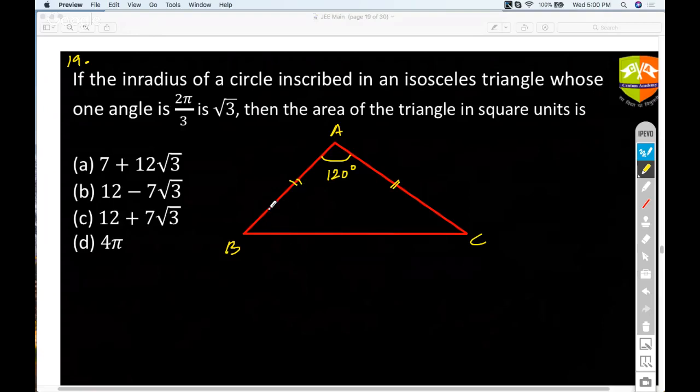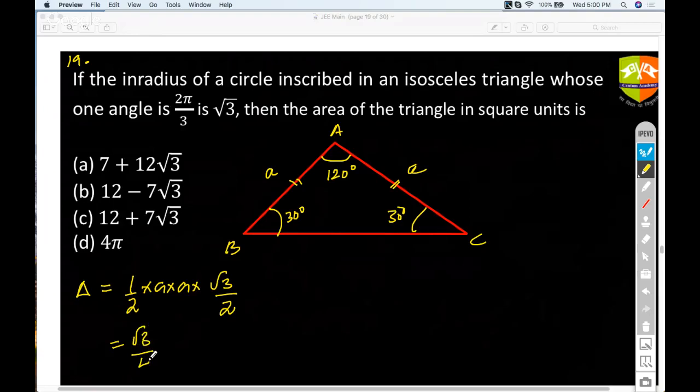Okay, so it's very obvious that this angle is going to be 30 degree and this angle is also going to be 30 degree. Okay, let's call these sides as, let's say, A. Okay, so the area of this triangle is going to be half into A into sine of 120 degree. That's going to be root 3 by 4 A square. Correct?